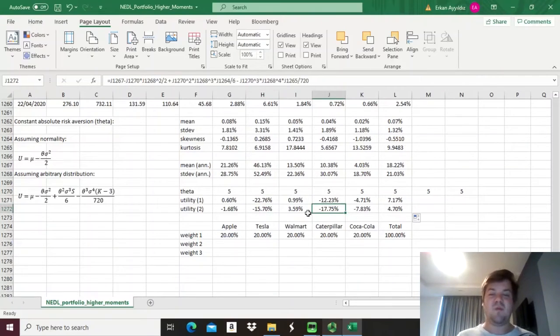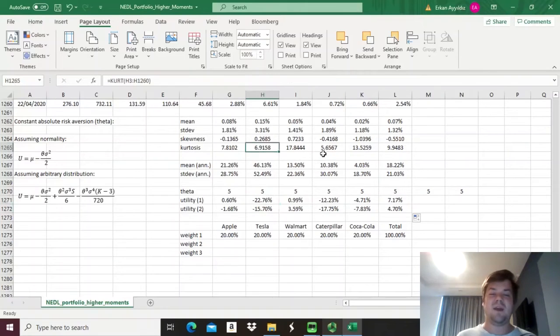Why is that? Well, for the normality case, the reason why the utility for Tesla is so low is the fact that the daily risk, the standard deviation, is very high in comparison to Caterpillar. But that is offset by the fact that Tesla has high positive skewness, while Caterpillar has a high negative skewness. So skewness preference actually contributes to the fact that this utility is much higher than this.